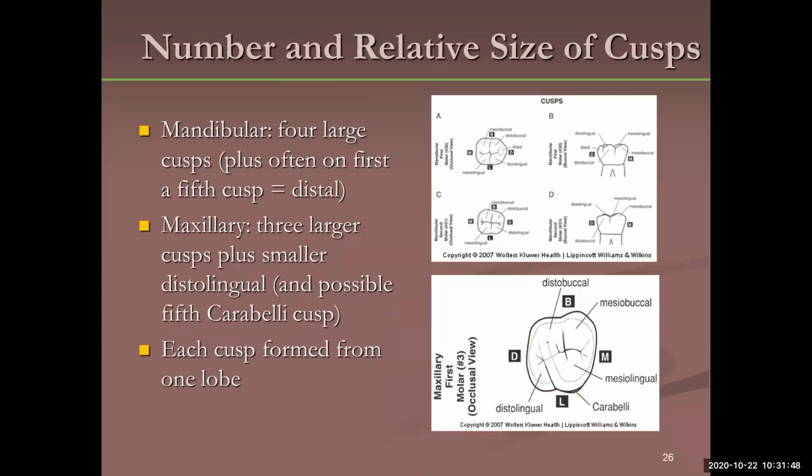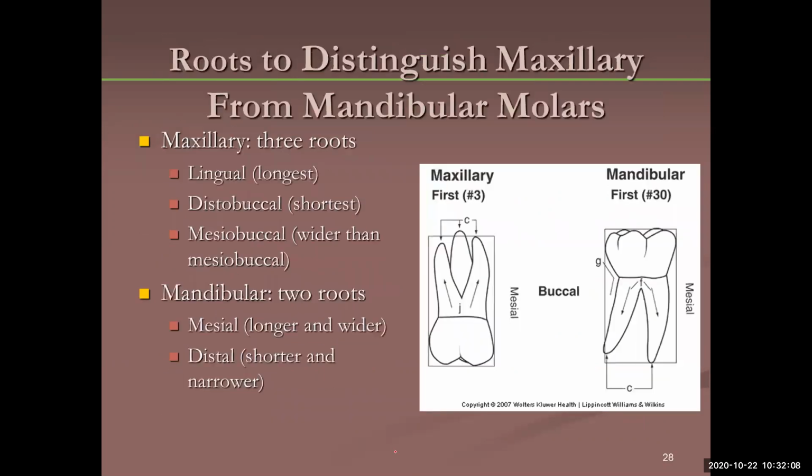And what these dots are showing is the height of the ridge. So you've got a ridge here, you've got a ridge here, and then these are your cusp ridges that come together. So the mandibular molars have that slight distal lingual tilt.